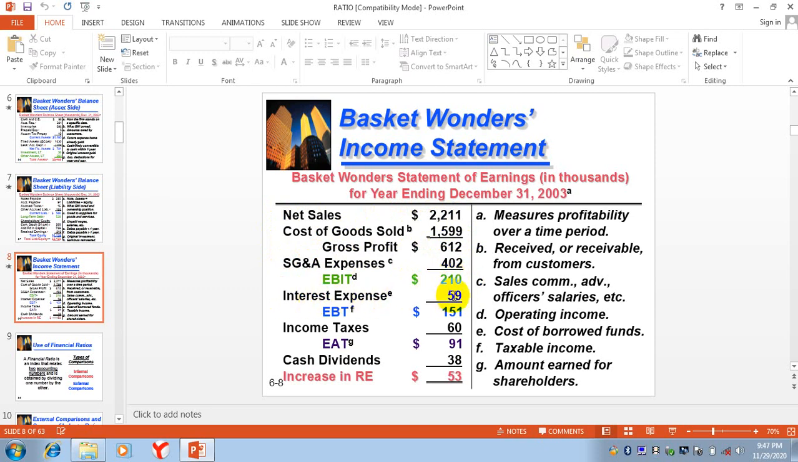Then interest expenses 59,000. So it becomes EBT, earnings before taxes, 151,000. Then income taxes of 60,000. So earnings after taxes 91,000. Then we paid cash dividend of 38,000 out of 91. So we got the increase in retained earnings. Means this is the retained earnings which is left and which is reinvested in the business.